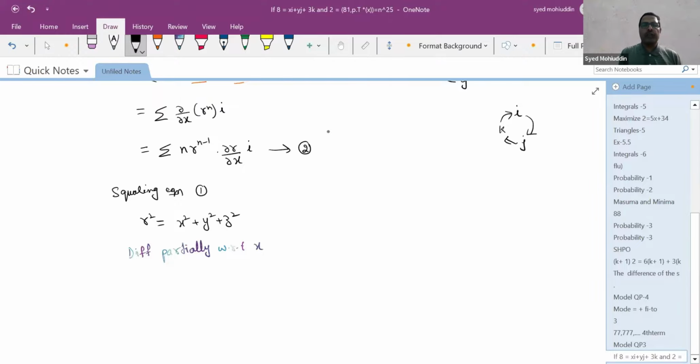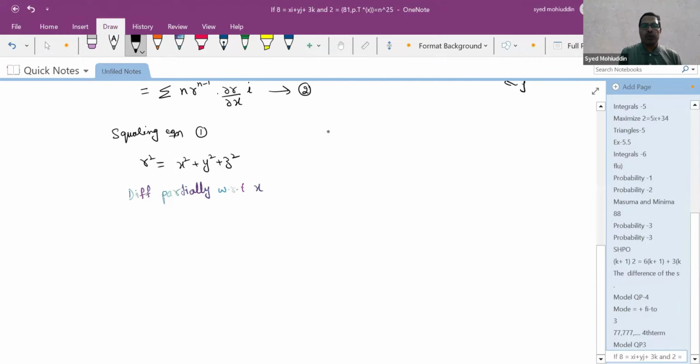We try to differentiate. The derivative of this r square will be 2r into the derivative of r with respect to x partially, which is dou r by dou x. X square differentiation with respect to x will be 2x, plus y square. Because we are differentiating partially with respect to x, y and z are constant. So y square is a constant, so the derivative will be 0. Z square is a constant, so the derivative will be 0.